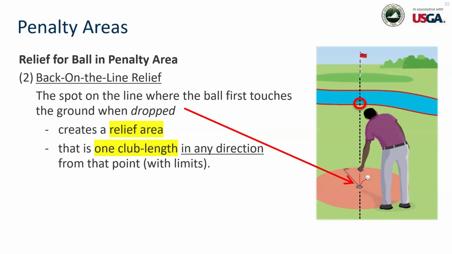And once that ball touches the ground, it creates the relief area. And this is the only option that has a complete circle for the relief area. So you get one club length from that spot where that ball touched on the line in any direction. So essentially we drop that ball, chances are it might move a little bit, but as long as it stays within one club length of that point on the line, you're in the relief area, no problem, even if it moves a little bit more forward. This is the one rule where the ball can roll a little bit forward, but as long as we're within that one club length, we're still in the relief area and we're good to go with our one penalty stroke.